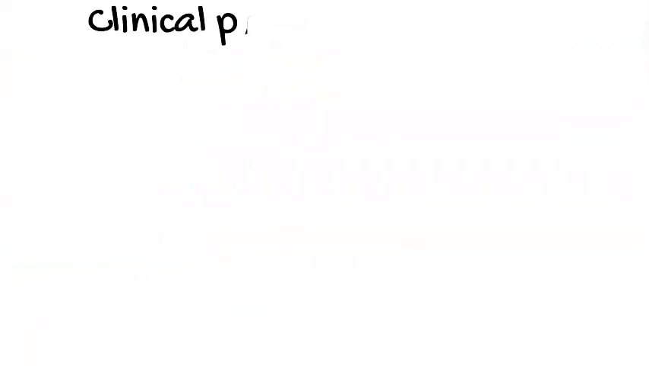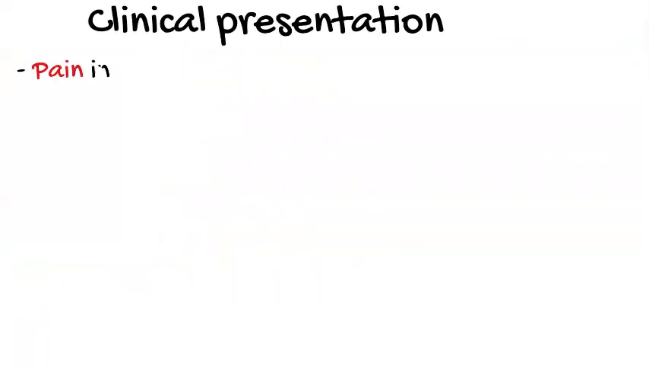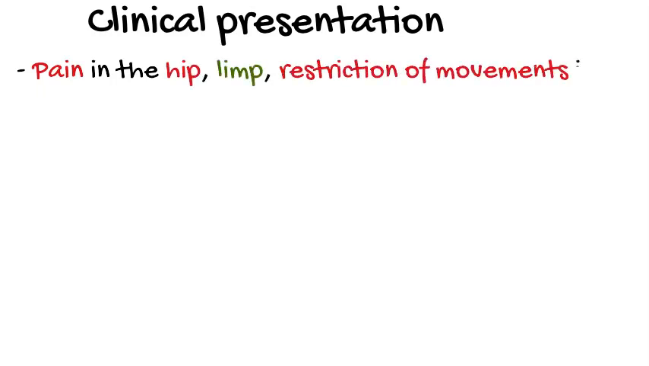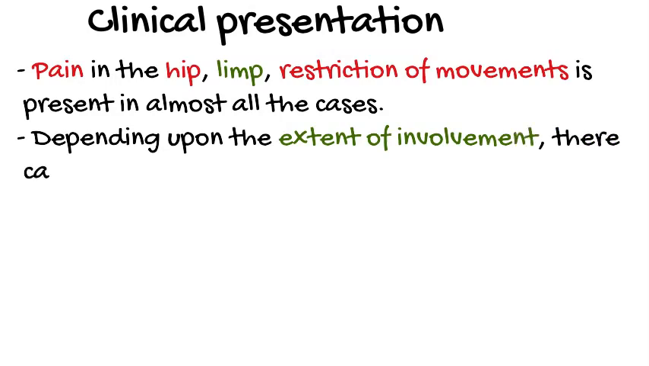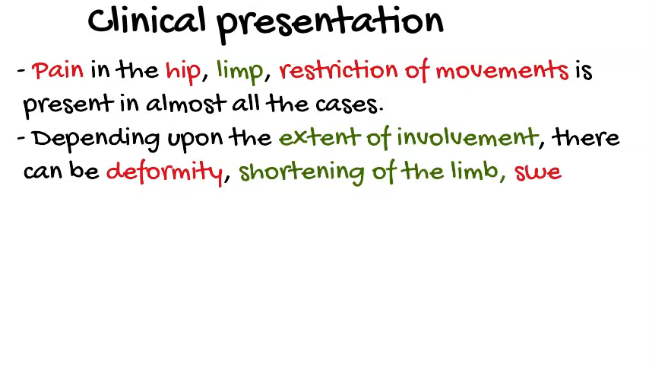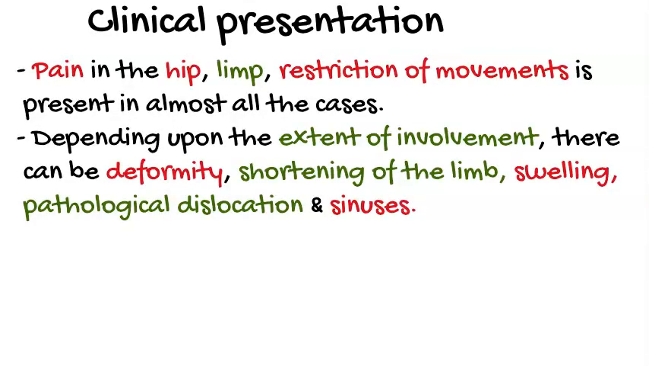The clinical presentation of tuberculous hip. There is pain in the hip, and restriction of movement is present in almost all the cases. Depending upon the extent of the involvement, there can be deformity, shortening of the limb, swelling, pathological dislocation, and sinuses. Tuli described 4 stages in the TB hip.